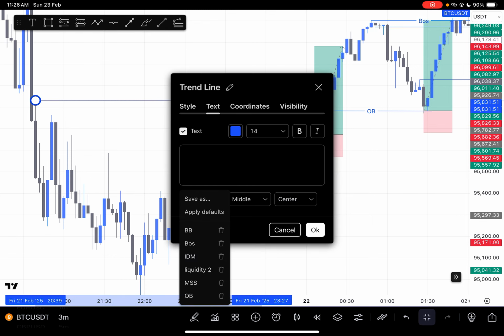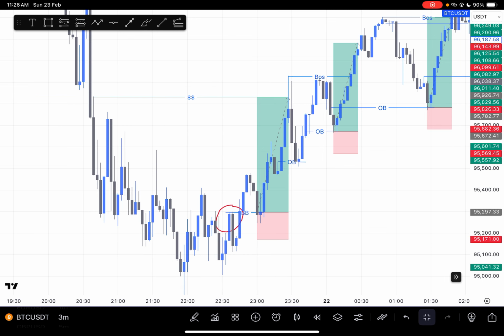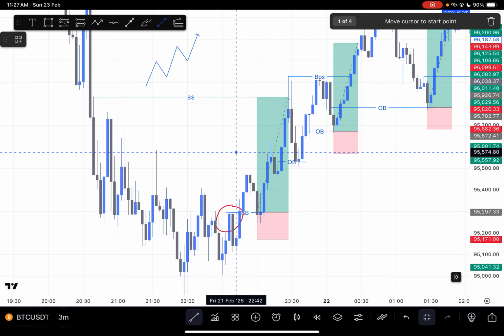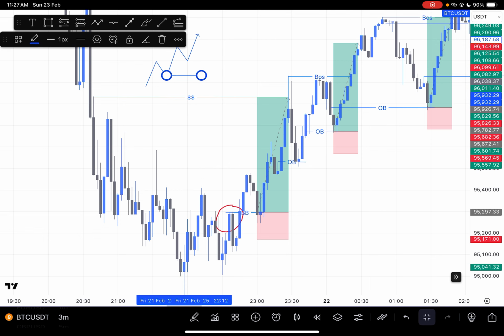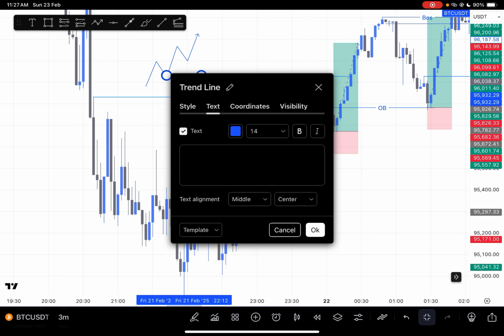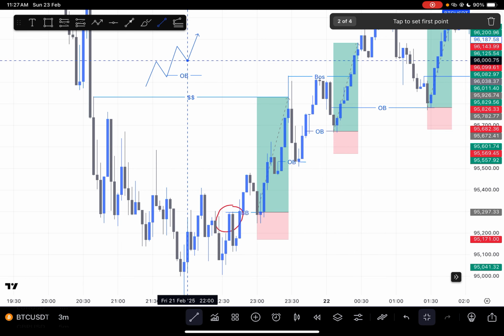Price took out this first buy side liquidity, and from the strategy I use, each time price moves in a particular trend, creating higher highs and higher lows, at every previous low, price always leaves an order block.